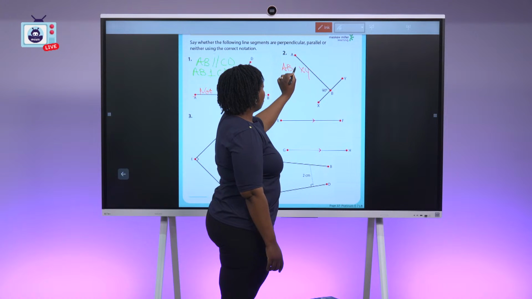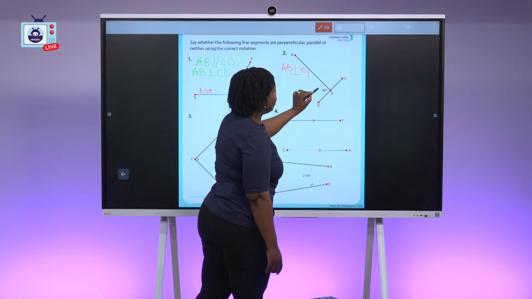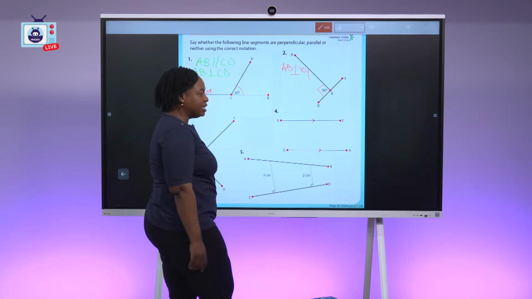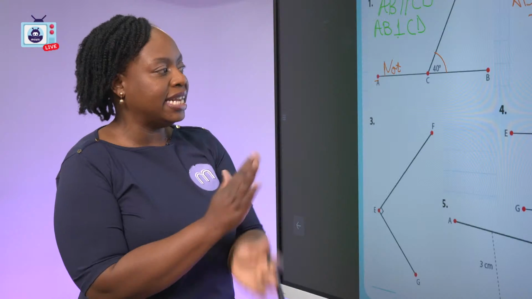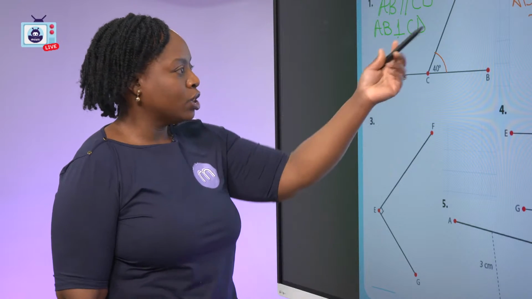AB and XY will be, yes, perpendicular. Why? Because we have the 90 degrees. And remember, we did say that every time you see your 90 degrees, that means that they are perpendicular. Those line segments are perpendicular. So that's what it means.